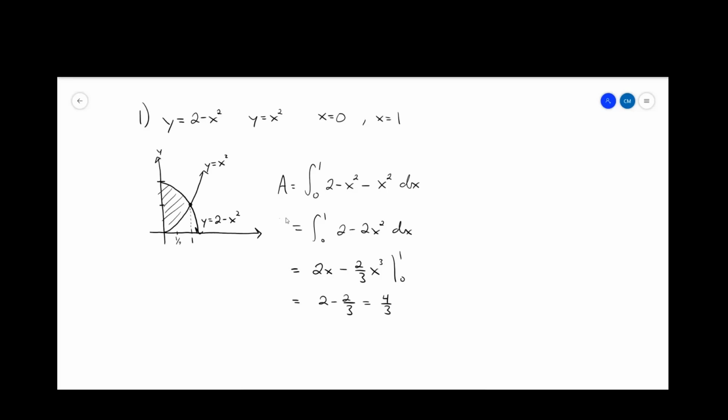And what if you plug that number into both functions? Well, the output of the bigger function will be bigger, right? And so that's what's going to tell you what the bigger function is. Plug in some number that's on the interval that you're given.